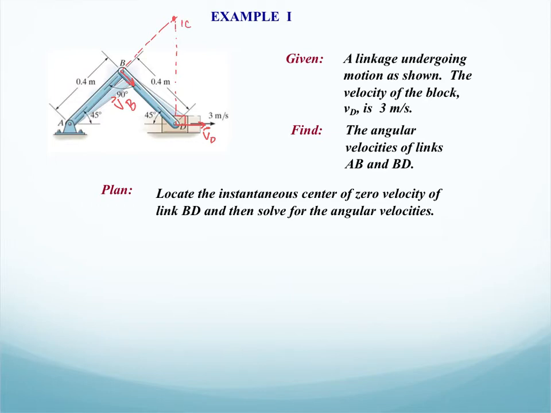Now, I want to know, basically then, if this is r of B with respect to IC, and then this is r of D with respect to IC, I can write both of those velocities. v_D is equal to omega_BD times the length of that radius, and also I can do the same thing with B.